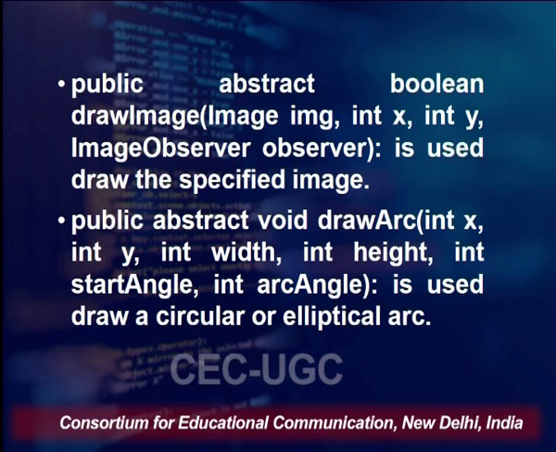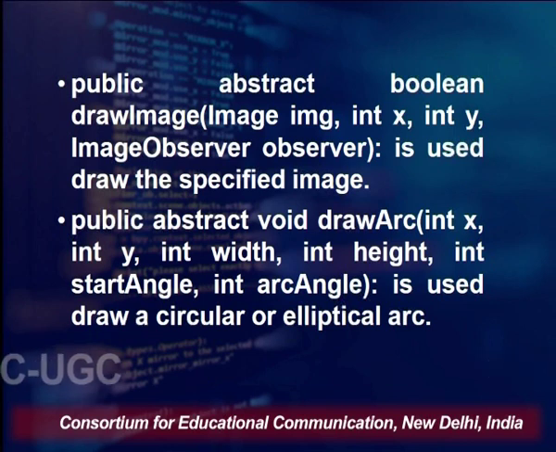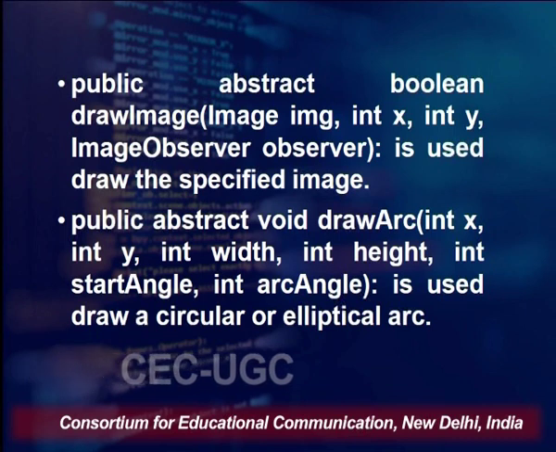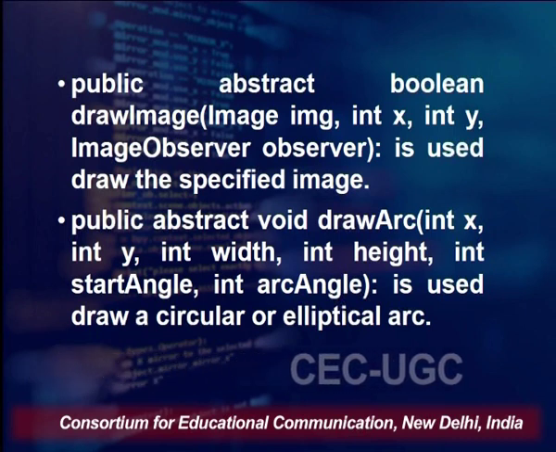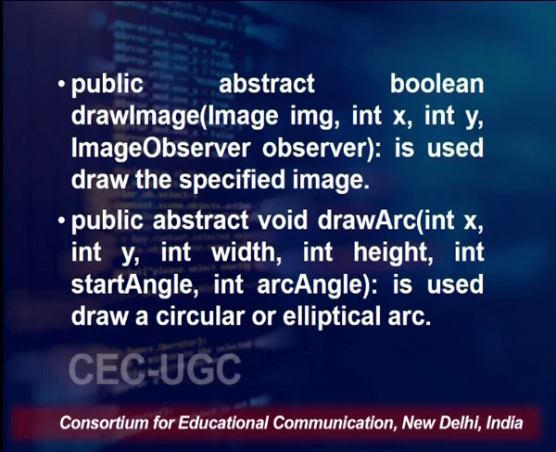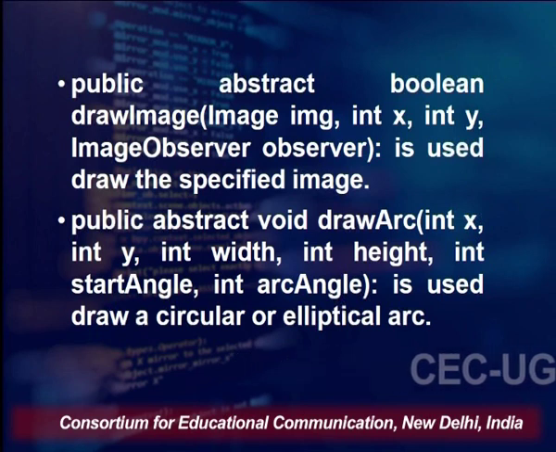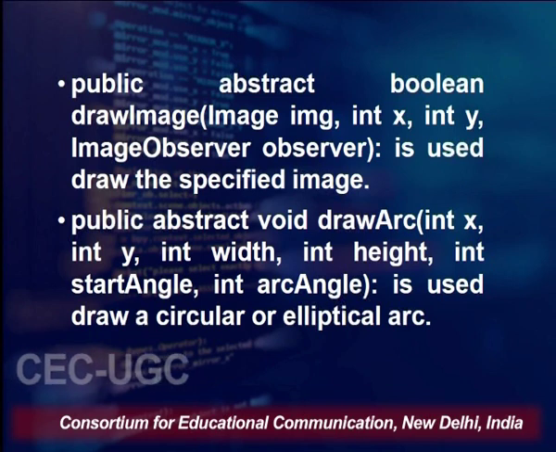So, if you want to draw an arc, you will have the method public abstract void drawArc, integer x and y will be the starting point, width and height, and because this is an arc, there is a starting angle and there is an arc angle also. This is used to draw a circular arc or an elliptical arc.